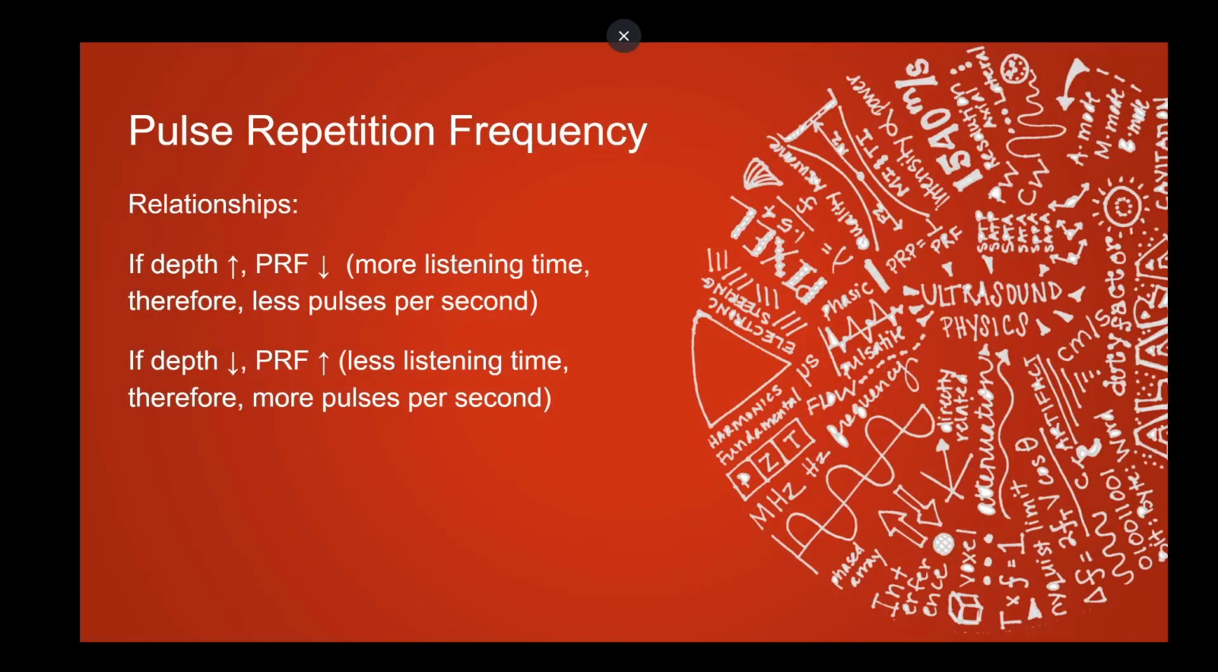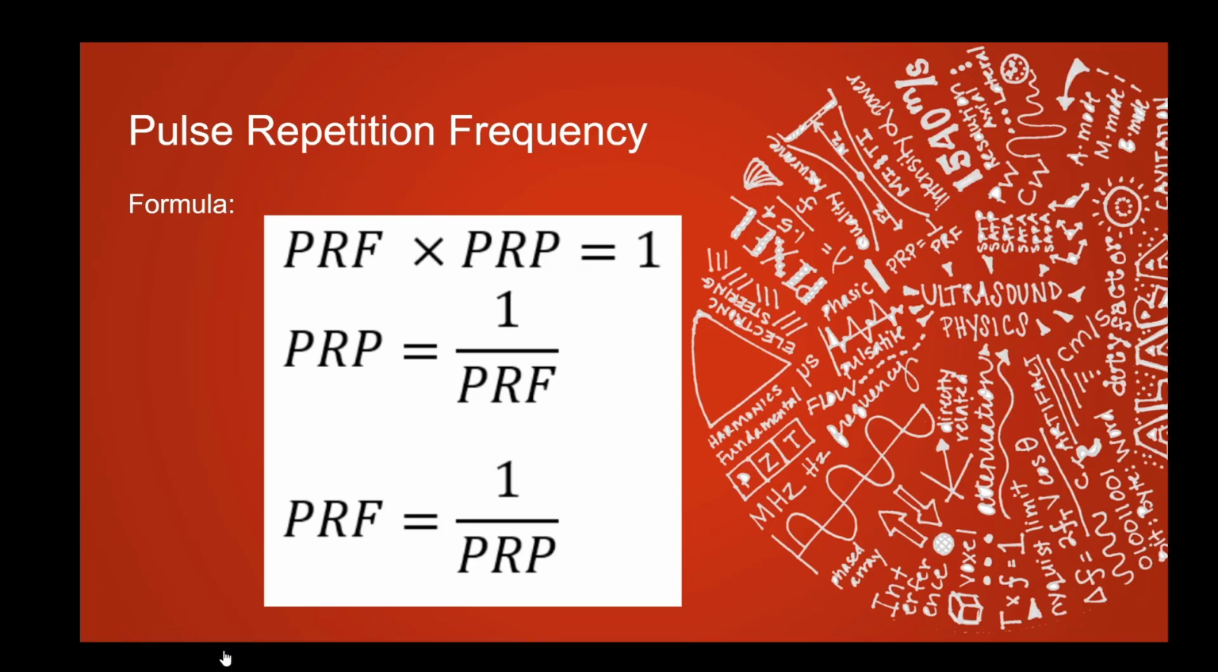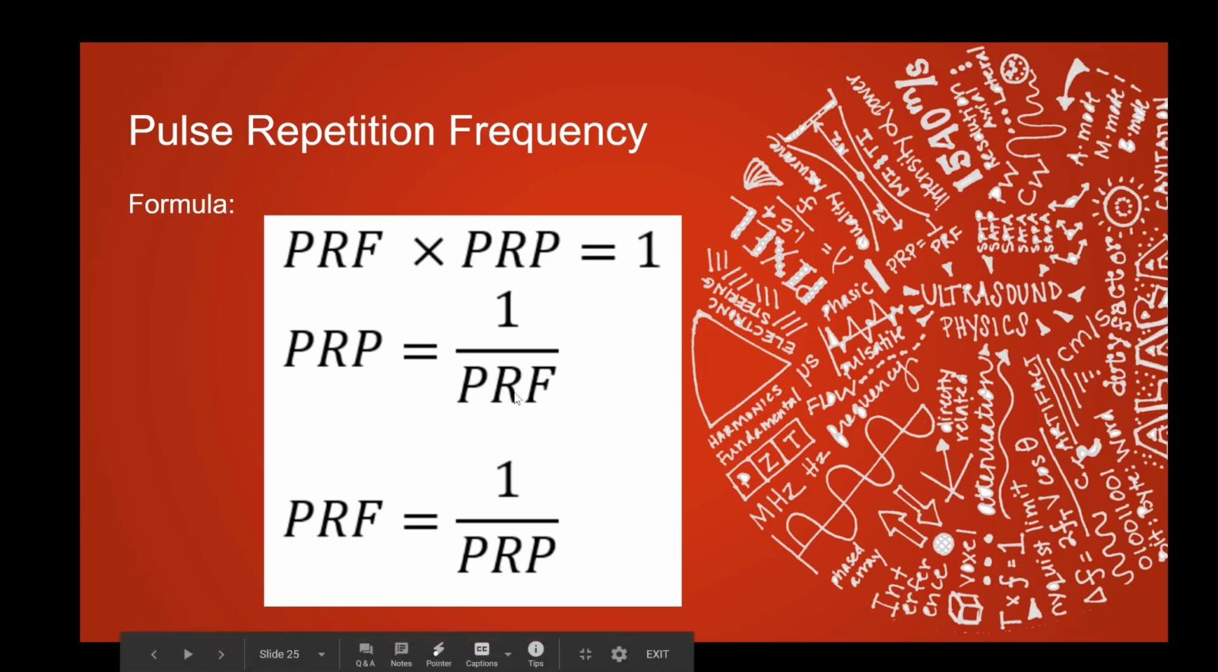And I had mentioned this earlier, and I kind of already showed you the slide. Let's go back to it here. That PRP and PRF are related. And if you look at our formulas, you'll see that they are reciprocal. So they have that special relationship that PRF multiplied by PRP is going to equal 1. Just like period and frequency, they are reciprocals to one another. So if you know one, you just got to plug it in and you can get the answer for the other one.